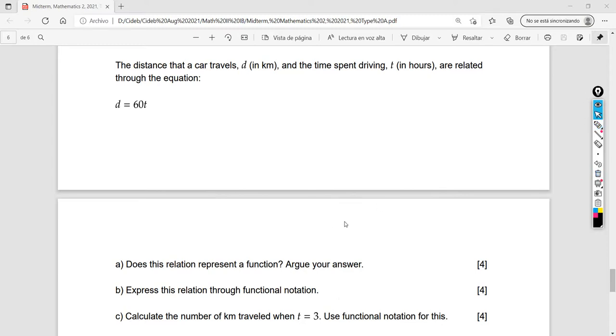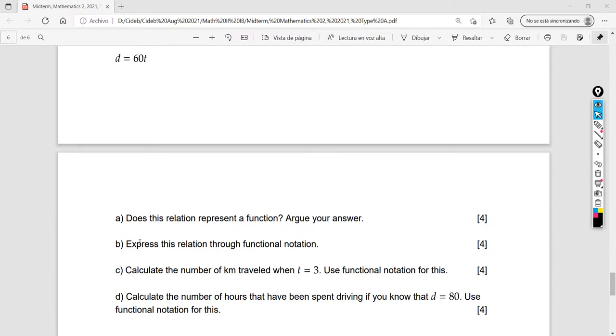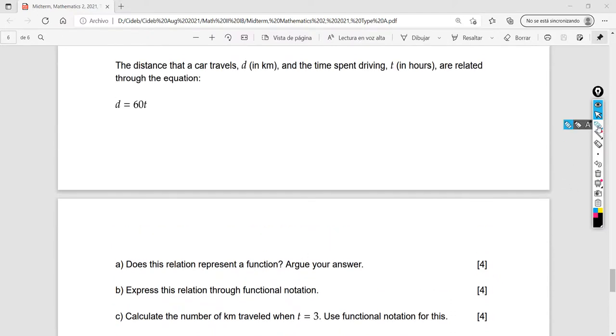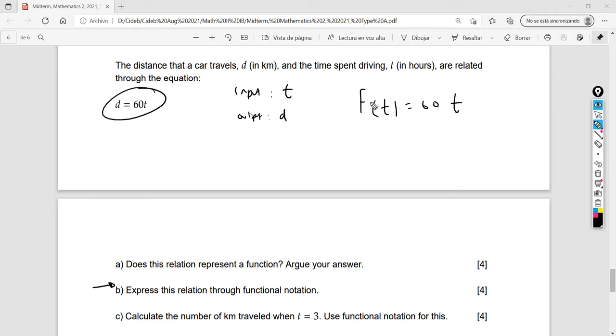For the reasons that I gave you. Express this relation through functional notation. Okay. So what is my input variable? My input variable is t. What is my output? D. And there are many ways you could have answered this question. Probably some of you did the following: f of t equals 60t. This is okay.